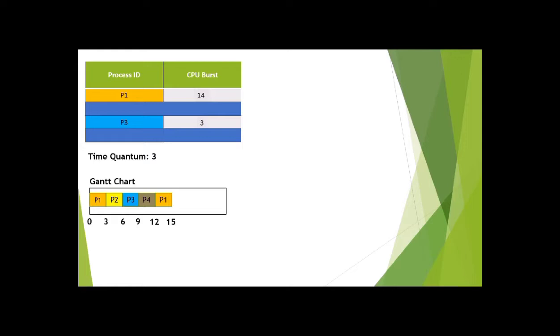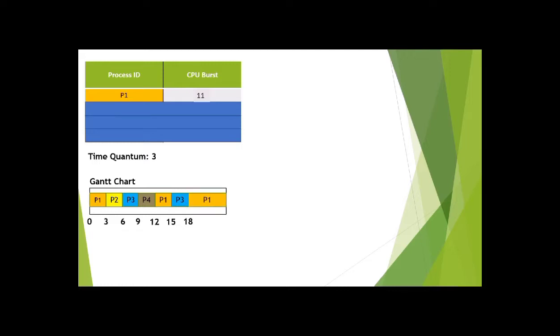So next is P3 naman. Pumasok siya at the time of 15. Natapos siya nung 18. Bawas din natin. 3 minus 3 is equal to 0. So natapos na rin siya. Tanggalin na rin natin. So P1 na lang natira.